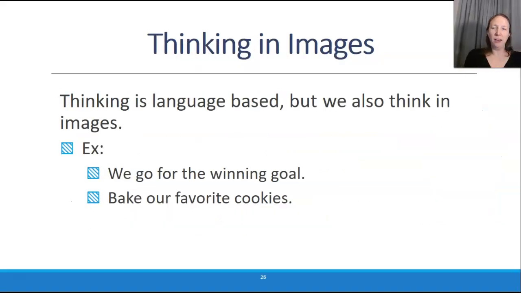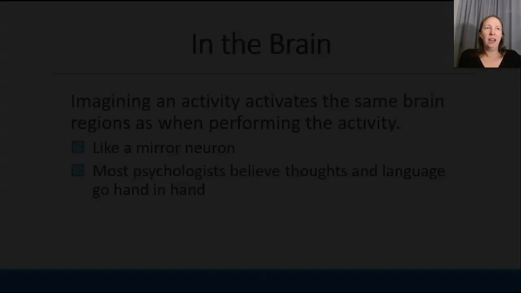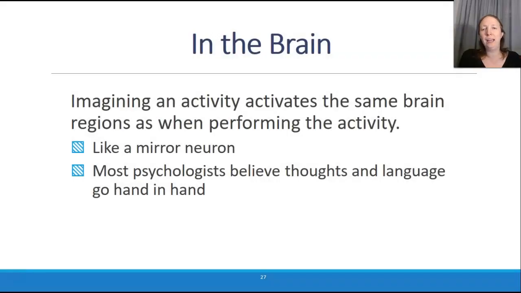And to wrap up our connection between language and thinking, thinking is language-based, but we also think in images. While we might think to ourselves or even talk to ourselves sometimes to flesh out our thoughts, we can also picture going for the winning goal or baking our favorite cookies. And why is this important? Well, in the brain, imagining an activity activates the same regions as when performing the activity. So this is like a mirror neuron.